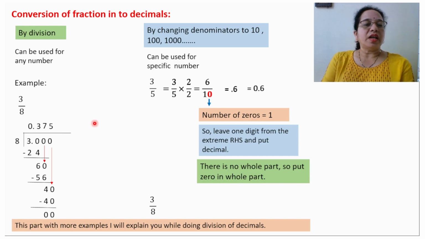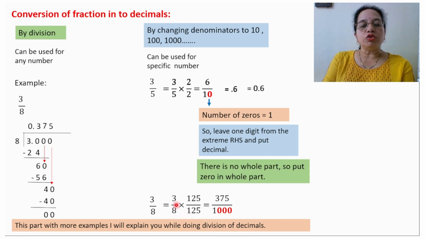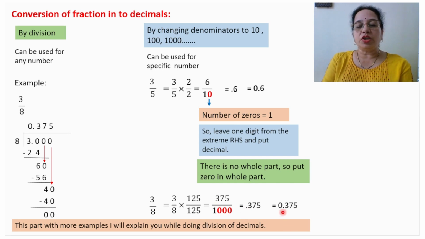So take another example, the same example 3 upon 8. So we know that 125 8s are 1000. So 3 upon 8 we will multiply by 125 upon 125. So multiply numerator with numerator, you will get 375, and 125 8s are 1000. Now how to convert into decimal? 3 zeros are there. So leave 1, 2 and 3 places and put decimal. So here will be 0.375. Again your whole part is missing, so the final answer will be 0.375.